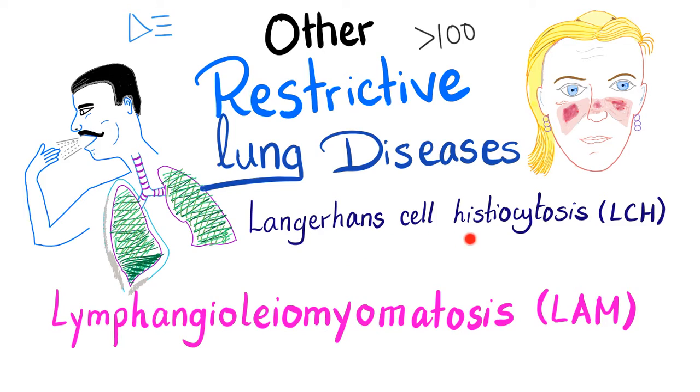We'll talk about Langerhans cell histiocytosis, also known as histiocytosis X, and lymphangioleiomyomatosis. Who named these things anyway? Langerhans cell histiocytosis is more common in men. Lymphangioleiomyomatosis is more common in women. With that being said, now let's get started.